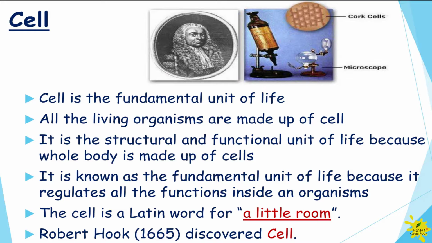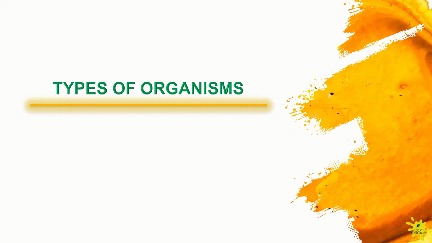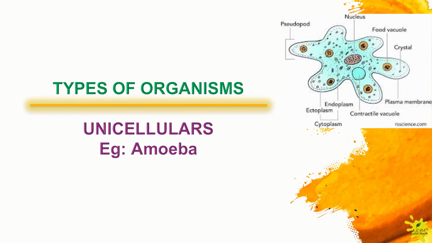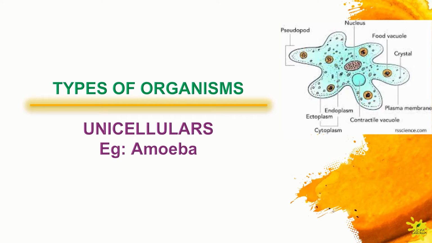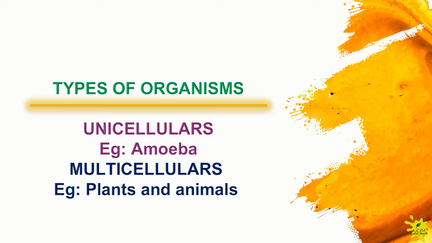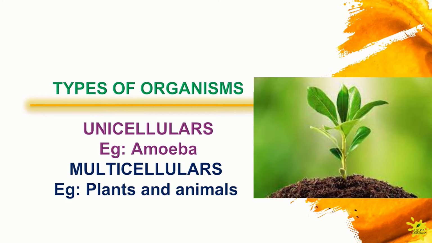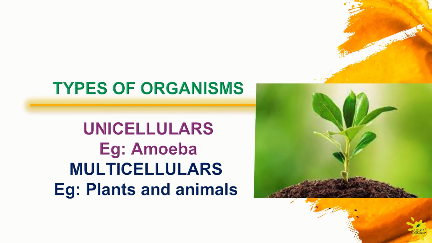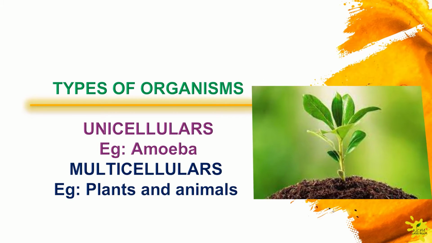The word cell is Latin for a little room. Robert Hooke discovered the cell in the year 1665. Now let us see the types of organisms. Organisms are of two types based on the number of cells. One is unicellular, where the entire body is made up of one cell, for example amoeba. And multicellular organisms, such as plants and animals, have a body made up of many cells, and different functions are carried out by different cells in the body.